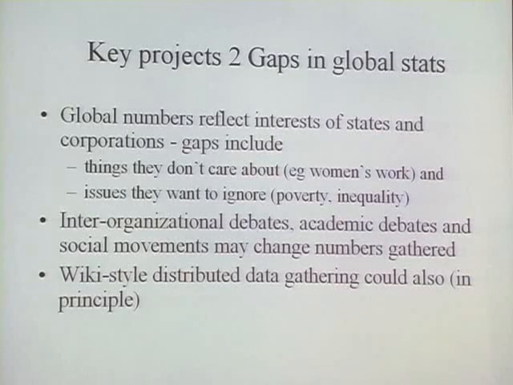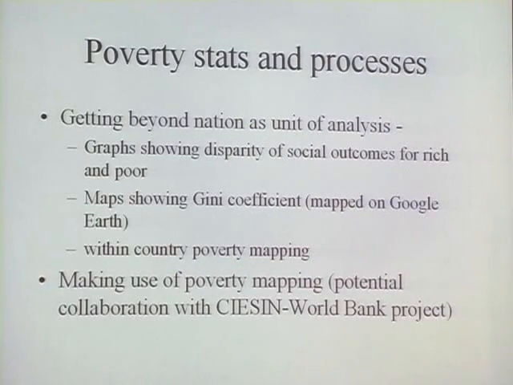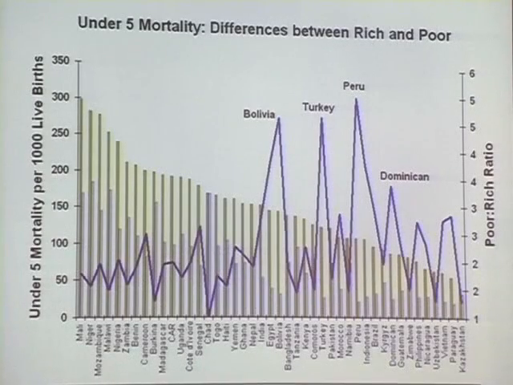We think that there's a big opportunity for distributed data collection around some of these gaps, because unless there are very effective social movements worldwide which force corporations and governments to collect that data, I don't think they're going to be collecting it. So we've begun looking at poverty statistics and processes, and getting beneath the nation as a unit of analysis, trying to look at the disparity of social outcomes for rich and poor, looking at maps, and looking at within-country mapping. We're hoping to collaborate with an institute at Columbia University, CSIN, that's been doing a lot of the work around this.